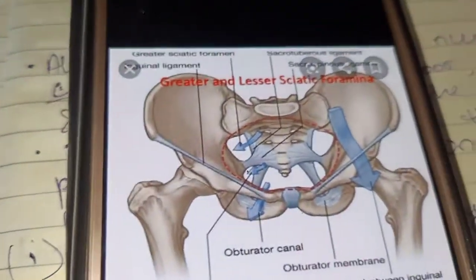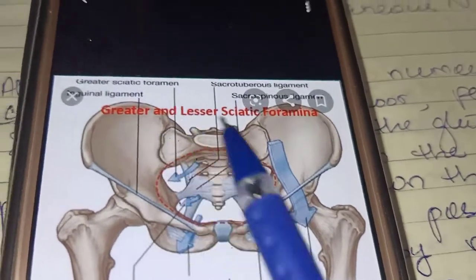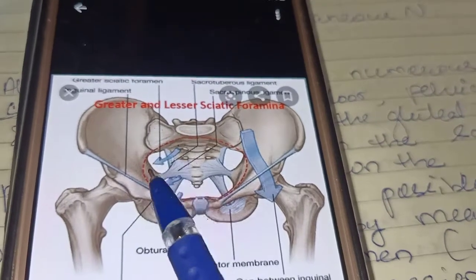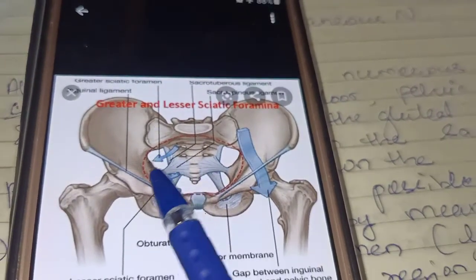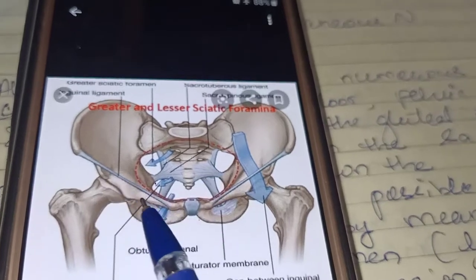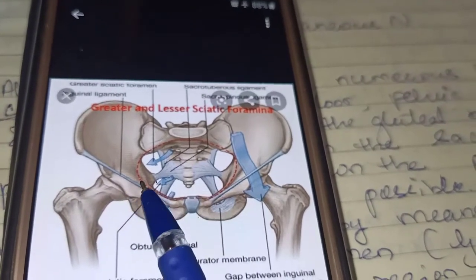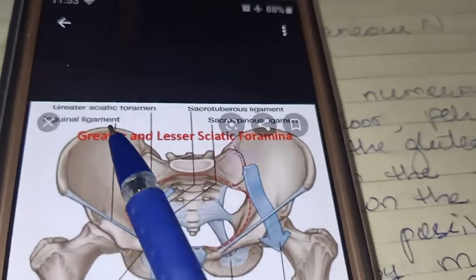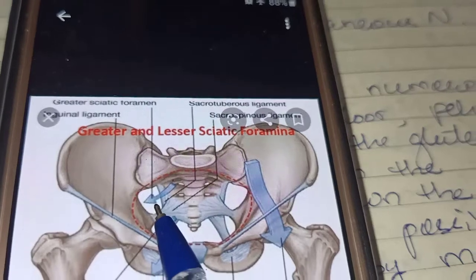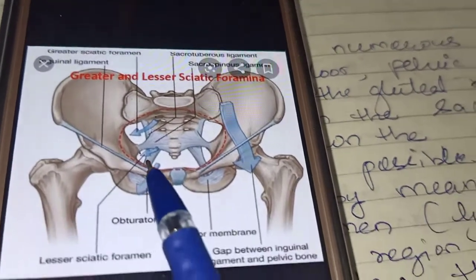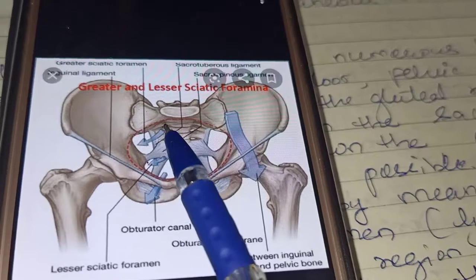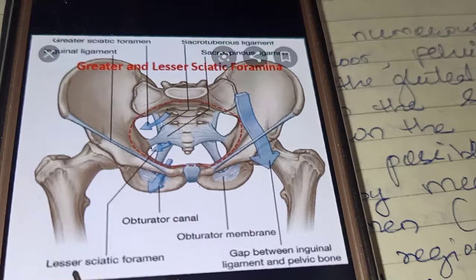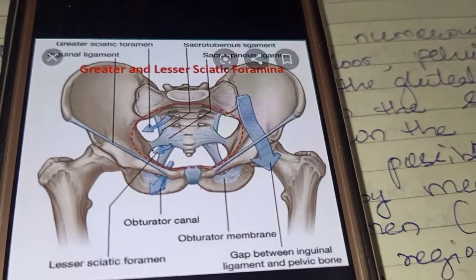If you see this, this is the greater and lesser sciatic foramen. Here is the sacral plexus, so the nerves will arise here. Here is the piriformis muscle, which you all know. This greater sciatic notch is divided into the greater sciatic foramen and the lesser sciatic foramen. You can see this is the greater sciatic foramen and this is the lesser sciatic foramen.